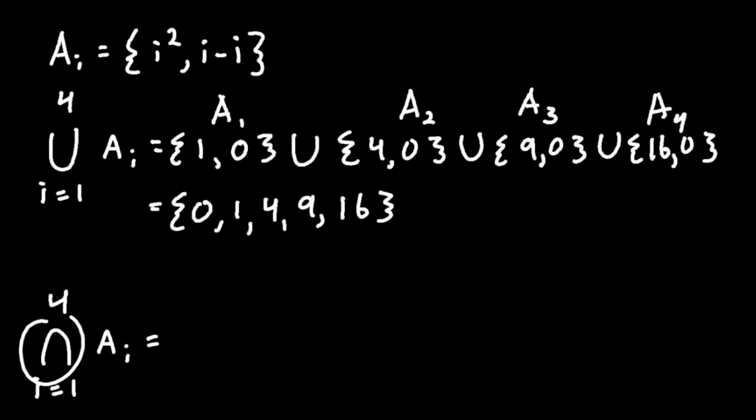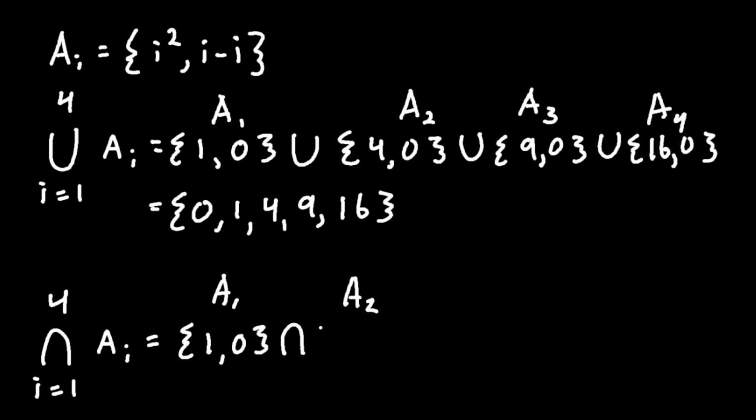But for this one, what do we do? Well, we kind of get the same thing, right? We start off at I is equal to 1 and we end off at I is equal to 4. So let's write down A of 1 first. But this time, instead of taking the union of all of these sets, we actually take the intersection of all of these sets. So we need to get A of 2 here to get 4 comma 0.